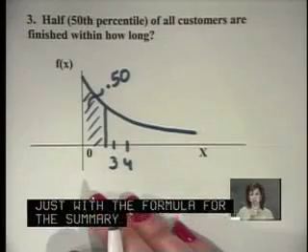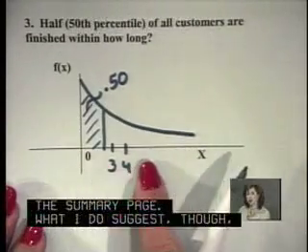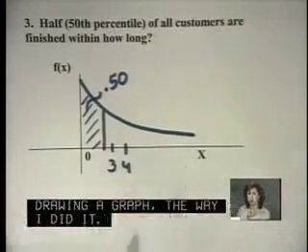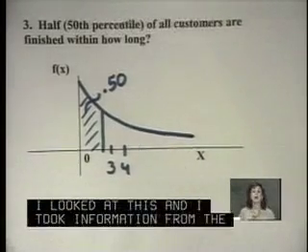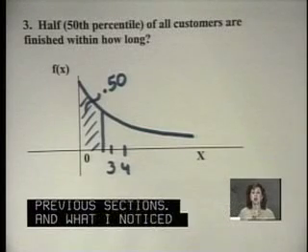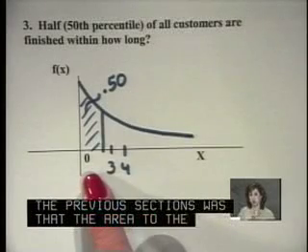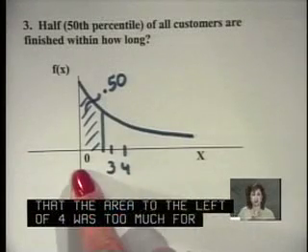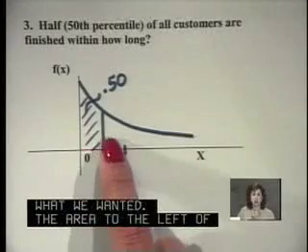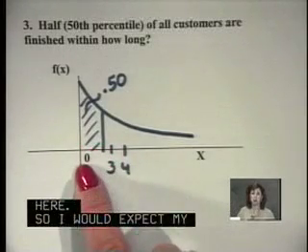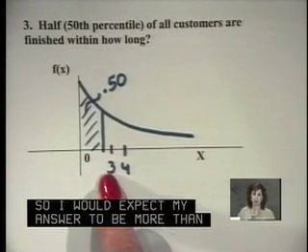What I do suggest, though, is that you start with drawing a graph the way I did it. I looked at this and I took information from the previous sections. And what I noticed from the previous sections was that the area to the left of 4 was too much for what we wanted. The area to the left of 3 was too much. So I had to come down here. So I would expect my answer to be more than 0, but less than 3.